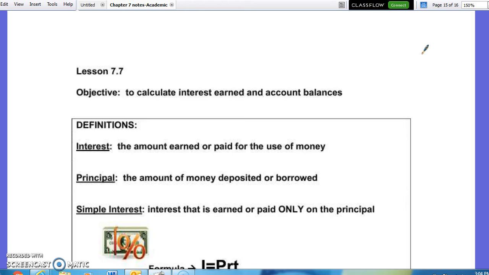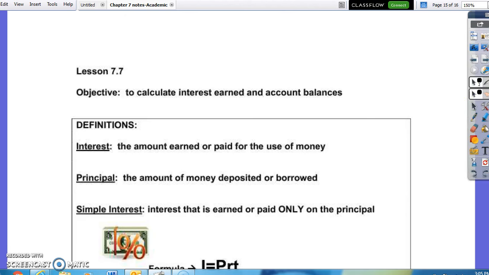Your principal is the amount of money deposited or borrowed. So the original amount of money that you started with, however much we deposited into that bank account or borrowed from the bank to buy our new house. And simple interest is the interest that is earned or paid only on the principal. So that would only be interest that we accrue based off of the principal, which was that starting amount that we either deposited or borrowed into our bank account.